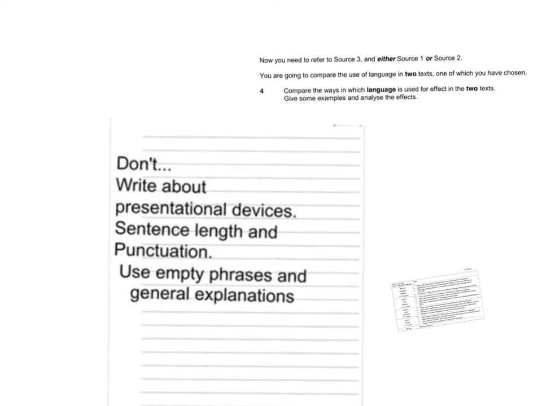The other massive mistake that students make is to use empty phrases and general explanations. So you make a point, you use your evidence to back up that point, but then you give a very vague explanation like "this makes the reader want to read on," or "this makes the word stand out." That kind of explanation could be applied to any text. You have got to make sure that your explanations are specific to the text in front of you.